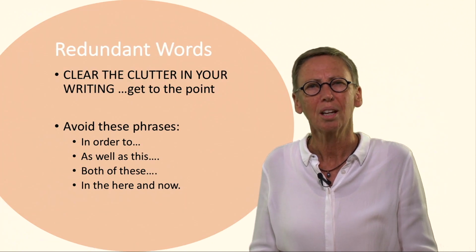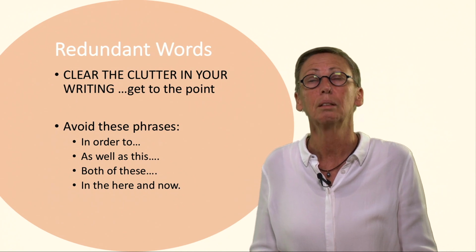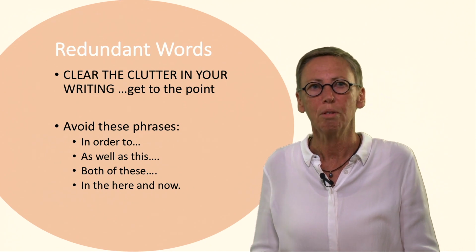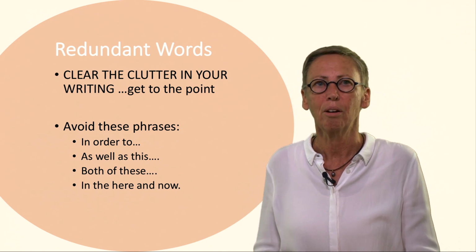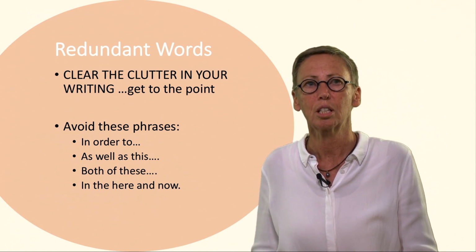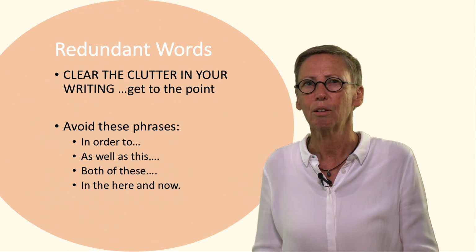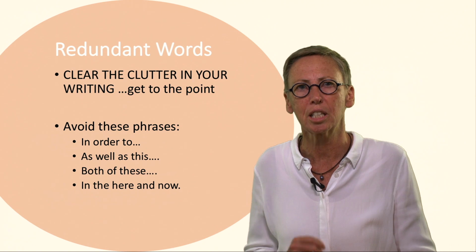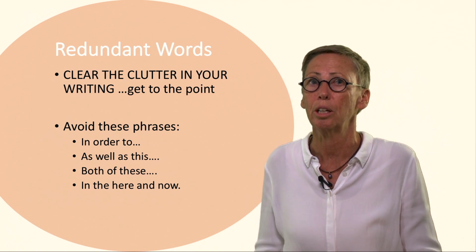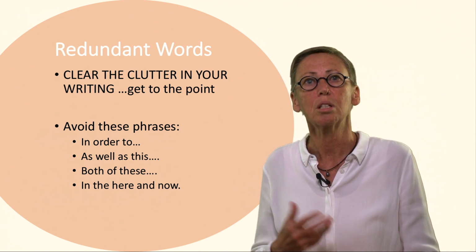Redundant words. These are words that clutter your writing. So the reader goes, oh, God, in order to, as well as this, both of these, in the here and now. So just avoid those phrases. You could use things like just being direct. In the here and now, you can say contemporary evidence states. And if you use the term state, make sure you're quoting it. Don't paraphrase if you use state. Otherwise, they might suggest.